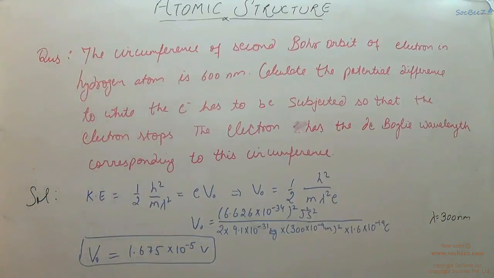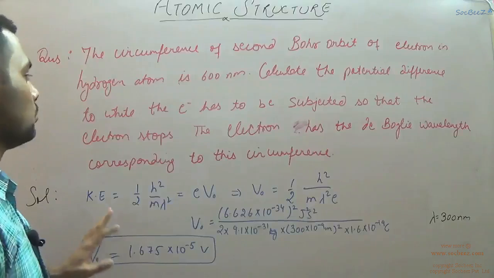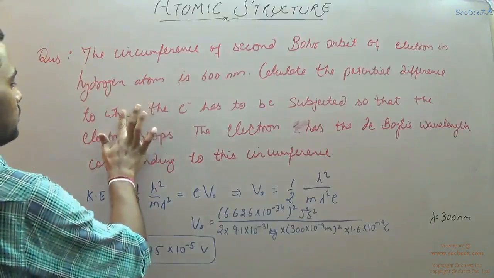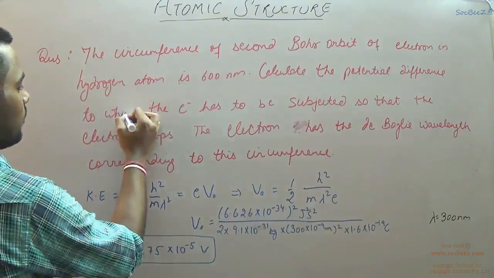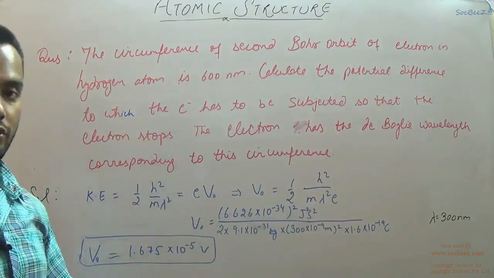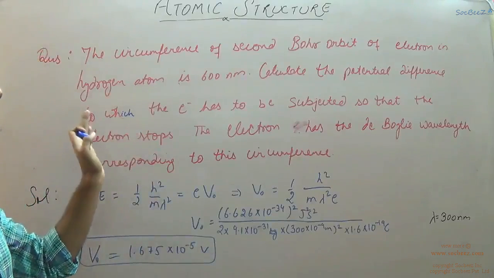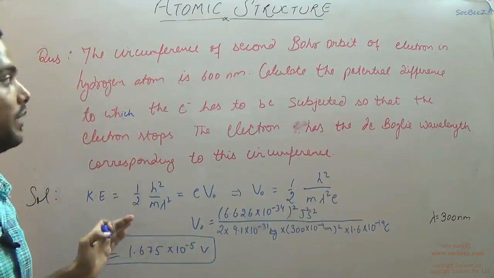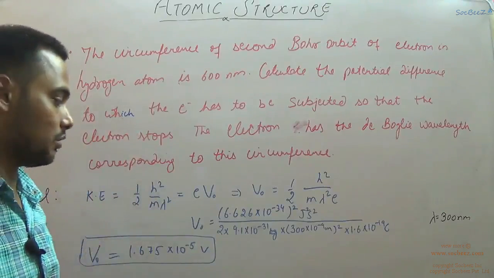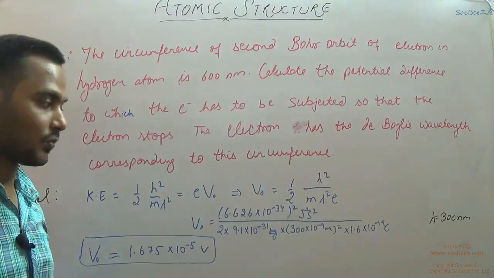Okay, so this is the potential difference to which the electron has to be subjected so that the electron will stop, corresponding to the hydrogen atom in the second Bohr orbit whose circumference is 600 nanometer. Okay, so this is the answer for this particular question.